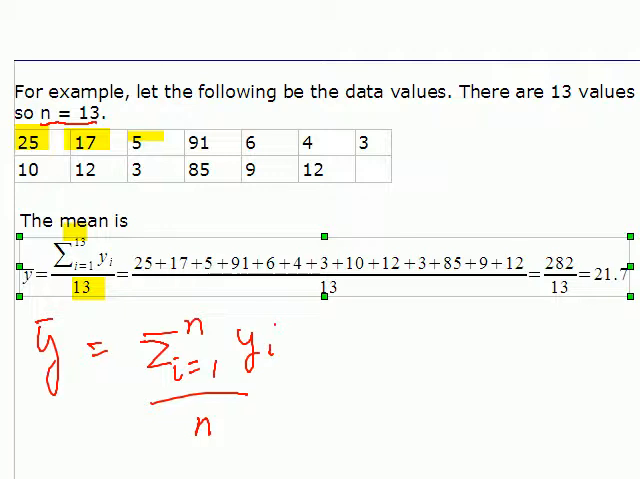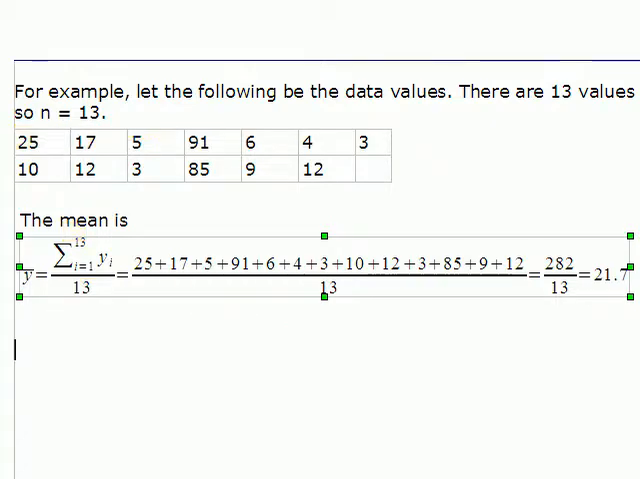Sorry, that has that green bar around it. There, that's better.